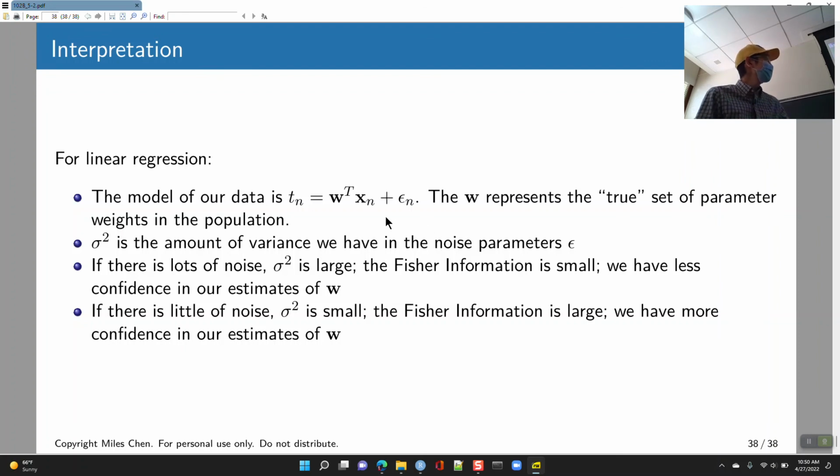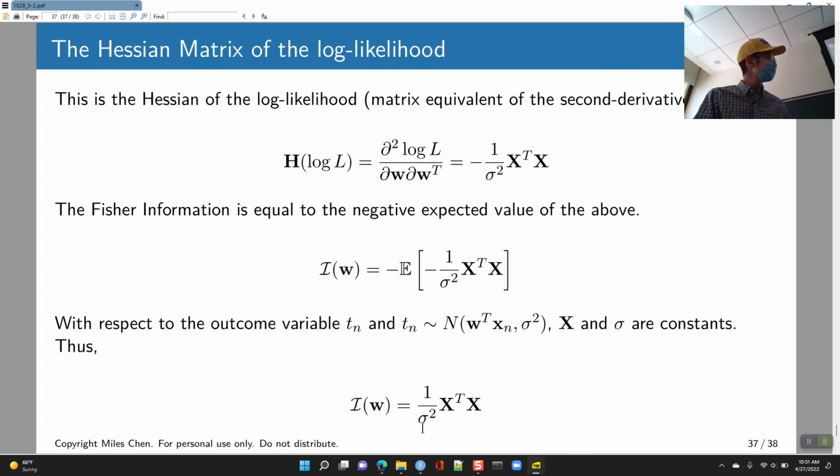So we're assuming this represents the true relationship between x and t, and that our observations are just offset by some random noise, epsilon, okay? Sigma squared is the amount of variance we have in the noise. That is, if there is a lot of noise, we have less information. And if we have less noise, sigma squared is small, we're going to have more information, okay?